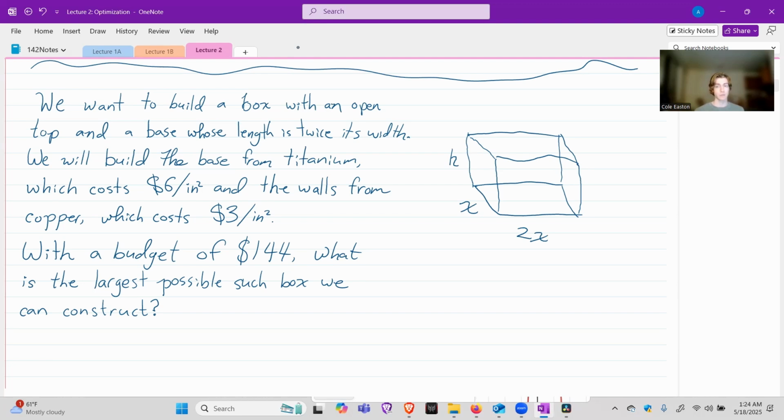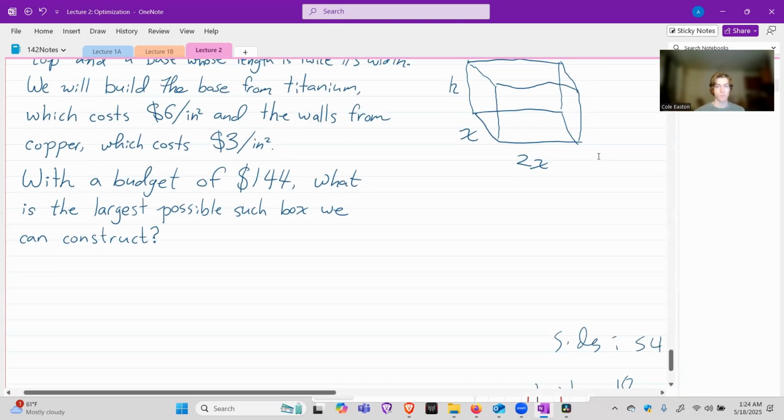So for example, our constraint in the garden problem was the total amount of fence that we have. In this case, the constraint that we have is our budget. So we have a $144 budget, and that's how we're going to figure out what h is in terms of x. Because remember, we need to have everything in terms of just one variable so that we're able to take the derivative. So let's work on this one bit at a time.